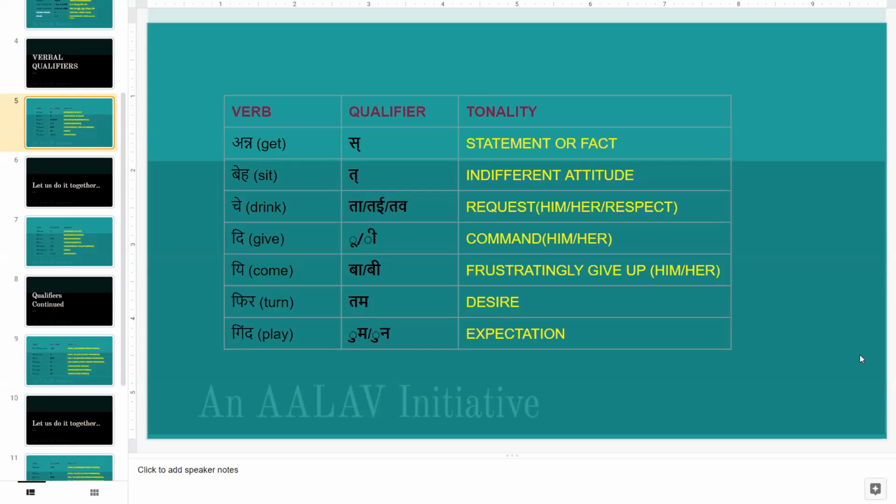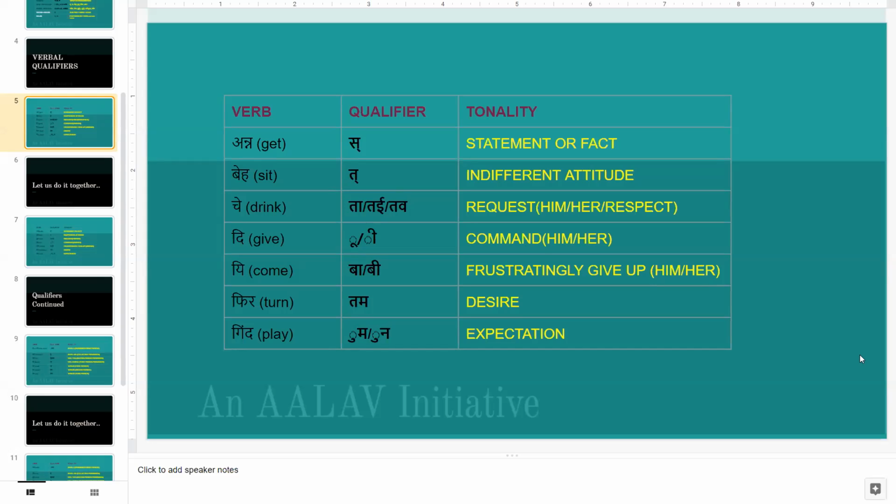The fourth one is a command. You're commanding somebody, usually a younger one. Anu, you're adding a u. Hey, anu Maggie. Okay, go get it. It's a male, female counterpart. Ani Maggie. So you're commanding that person, go and get Maggie for me. So you can see the verb is the same, but the tonality completely changes when you add these qualifiers.